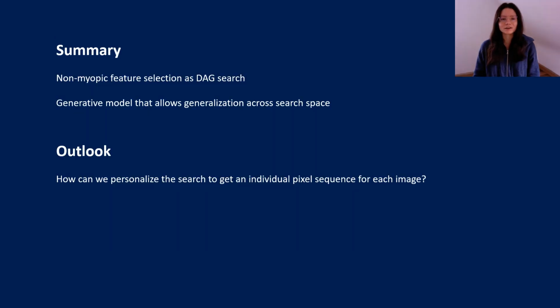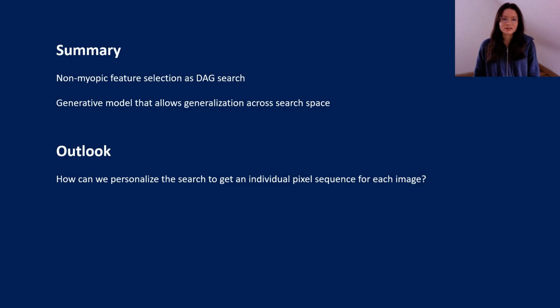I would like to end my talk with a summary of where I am with my project and where I want to go. We have a version of probabilistic DAG search for non-myopic feature selection that was, at least in our experiments, more sample efficient than approaches based on Monte Carlo sampling, due to its ability to generalize between similar states across the search space.